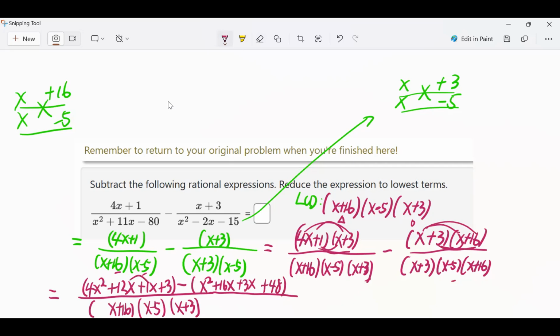And again, combine like terms. First term expanded with the 4x squared, get rid of the parentheses, 13x, adding 3. Second one, we combine them, everything becomes opposite, right? x squared, 19x, 48. You minus x squared, minus 19x, minus 48. And keep the bottom as is, just carry over that. x plus 16, and x minus 5.